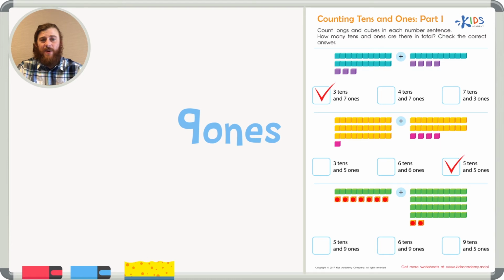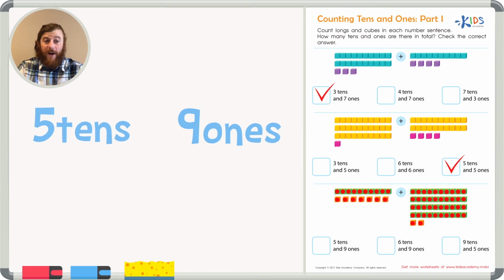Now, let's continue by counting the tens all together. I have 1 10 on the left side, and we'll continue counting on the right side. 1, 2, 3, 4, 5. I have 5 tens, making our total 5 tens and 9 ones, our first answer choice.